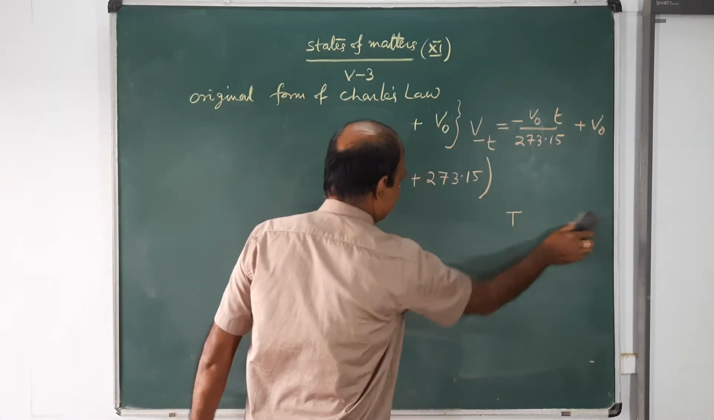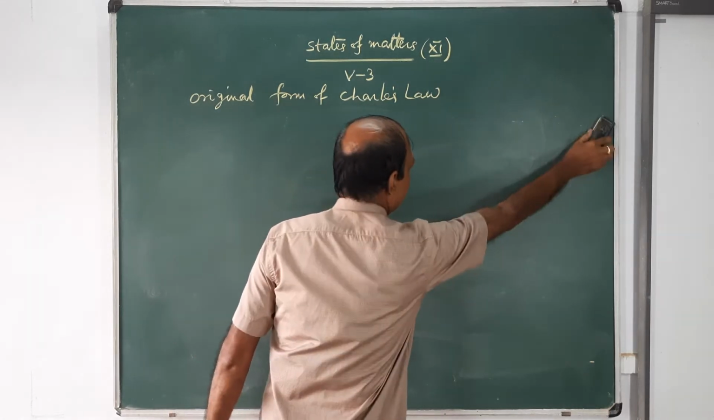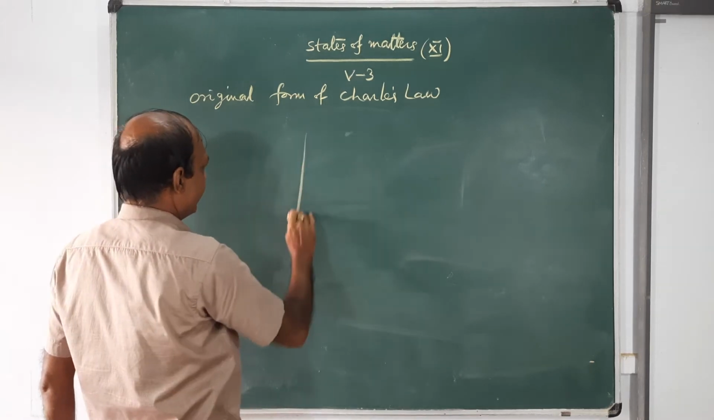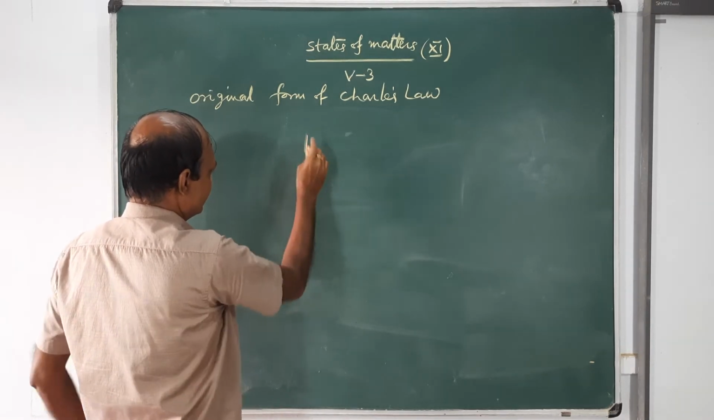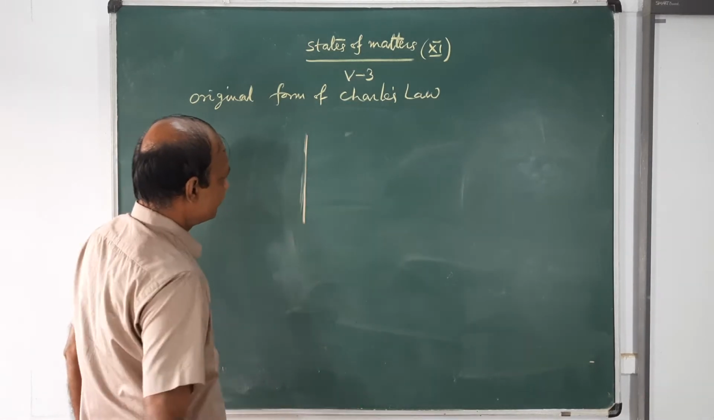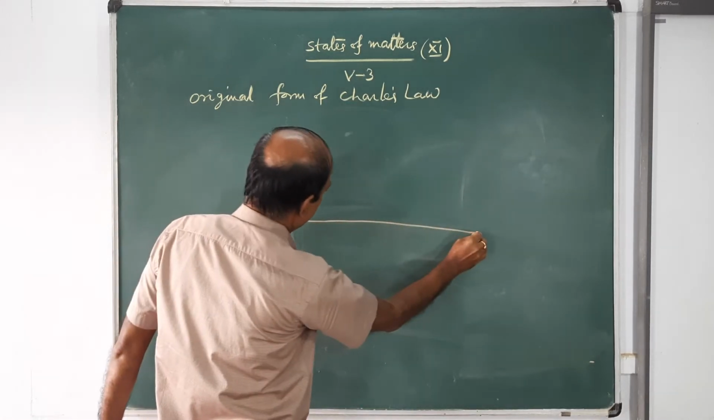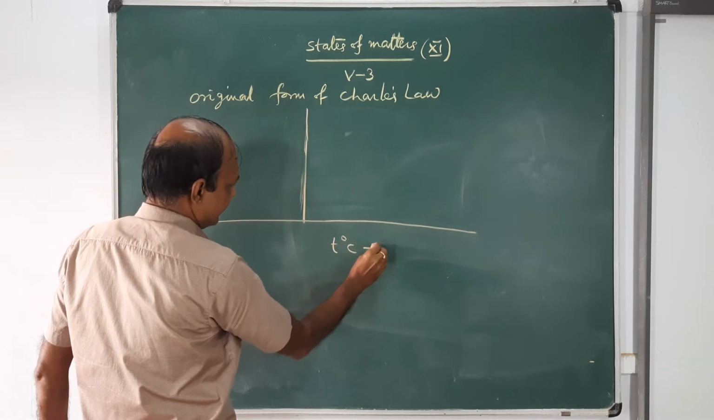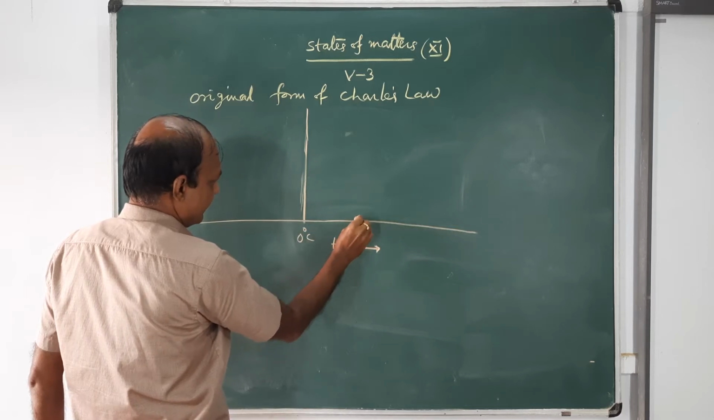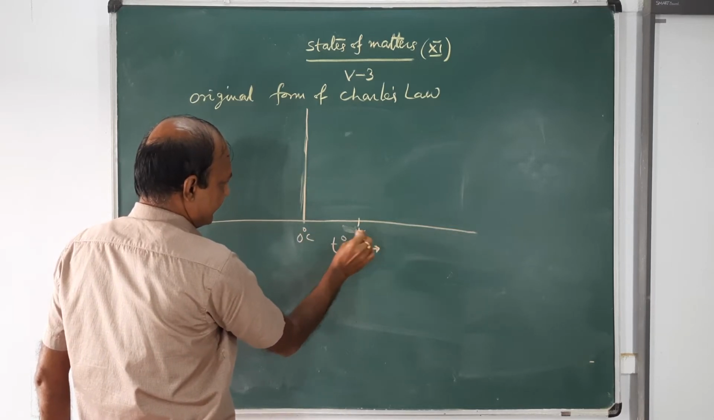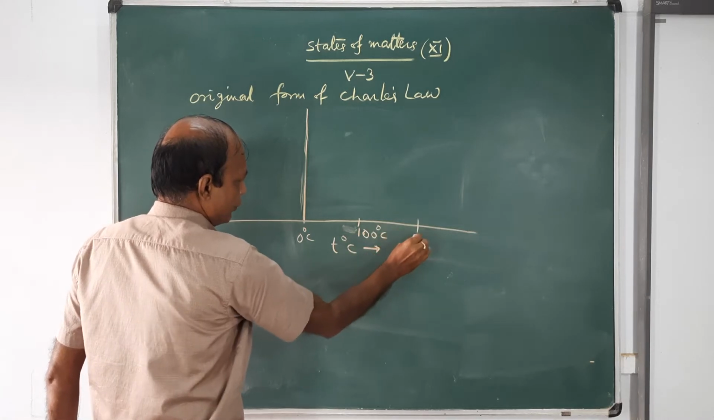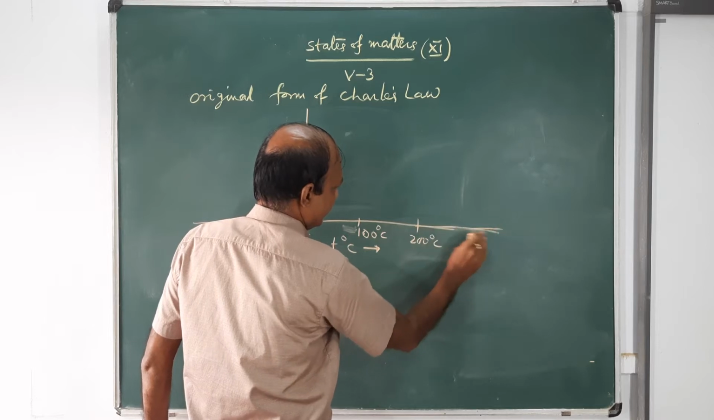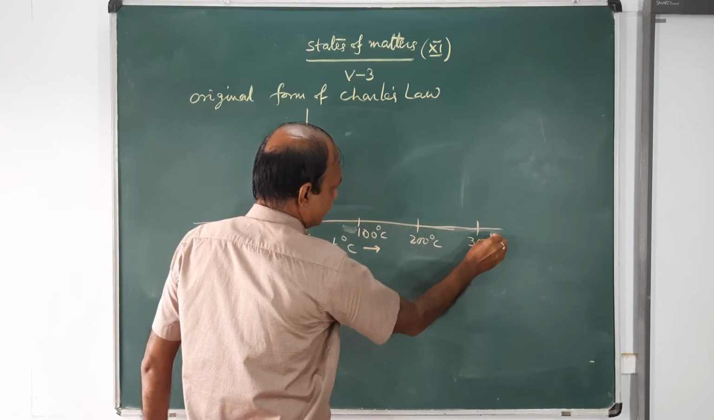If you draw a graph, temperature in degree centigrade versus volume. This is the volume-temperature graph. Temperature in degree centigrade: this is 0 degree centigrade, minus 100 degree centigrade, 200 degree centigrade, 300 degree centigrade, like this.